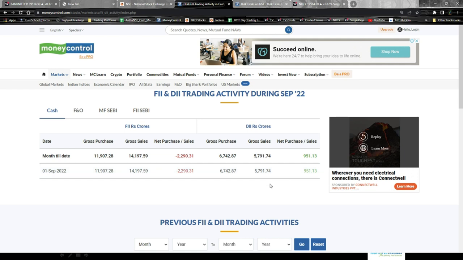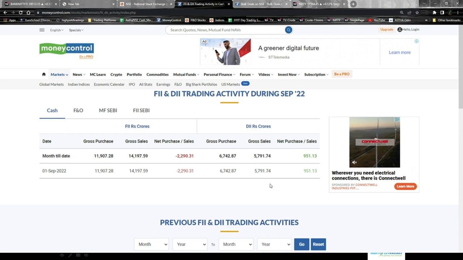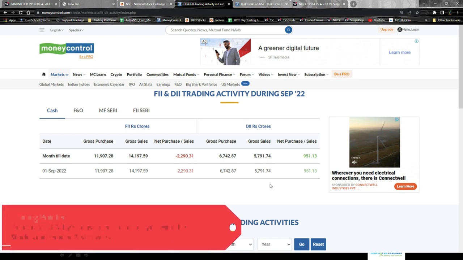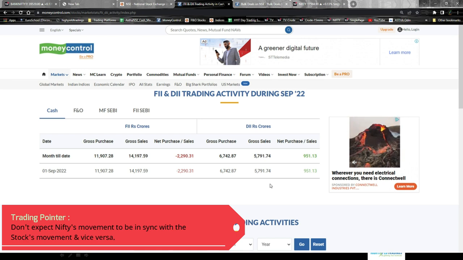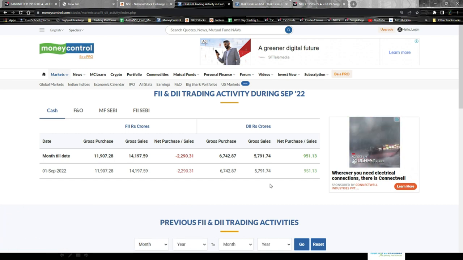So this gives an overall idea about in which direction the market can go. But again, please remember that this data is available only after the market hours, just to repeat. So if you are depending on this data to take up the trades, then you have to take the trades on the next trading session, that is tomorrow. Okay, that is one point.